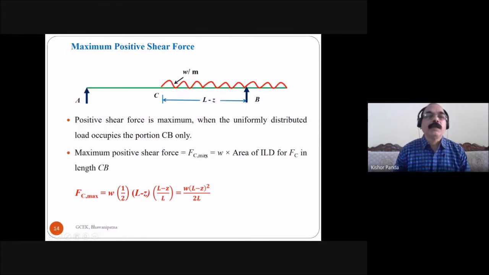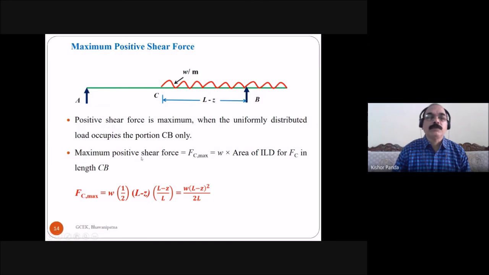Then coming to maximum positive shear force. Where will you get the maximum positive shear force? We have already discussed that when there is no UDL on the segment AC, and the UDL is present between C and B, in that case you will get the maximum positive shear force. Positive shear force is maximum when the uniformly distributed load occupies the portion CB only.